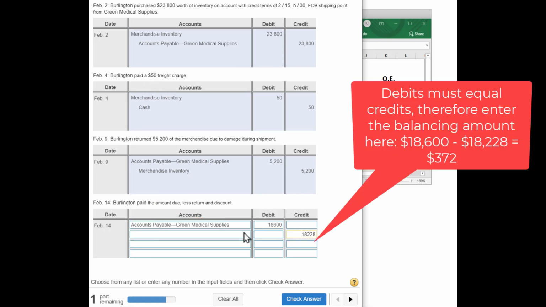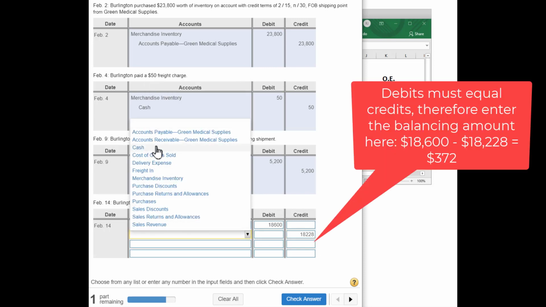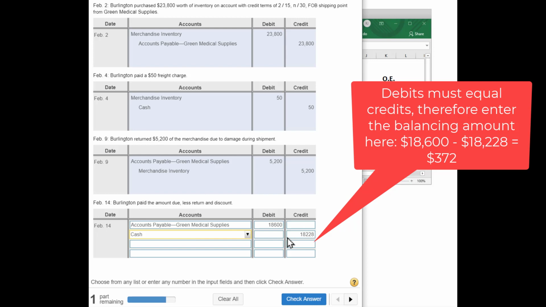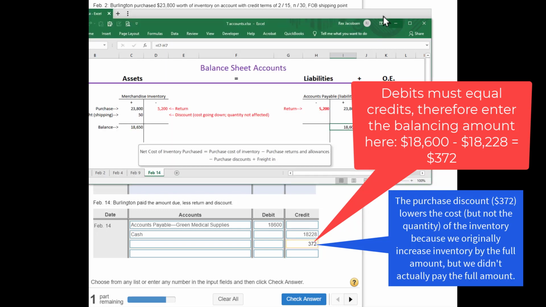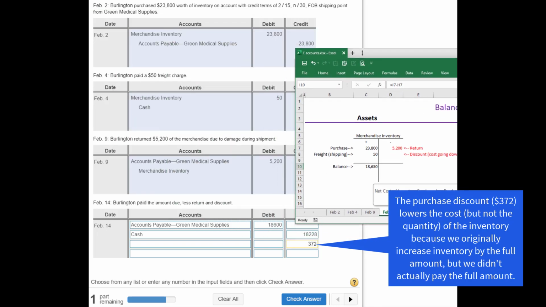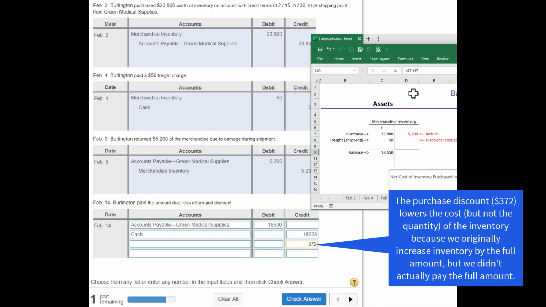All right, now this, let me put it in cash. Now this doesn't balance, does it? So without even thinking about what the balancing account is, we can figure out what the balance is. It's the discount. So we take $18,600 minus what we pay, gives us that $372 discount. And then what account does that go to? Well, remember, let's look at our T account for inventory.